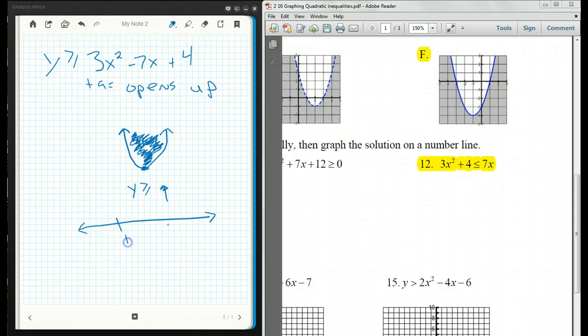Here's my number line. X value 1, x value 4/3. Filled in circles because it is or equal to, which makes it included, and shading in the middle. Not so bad.